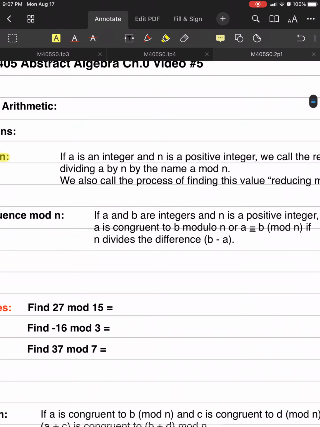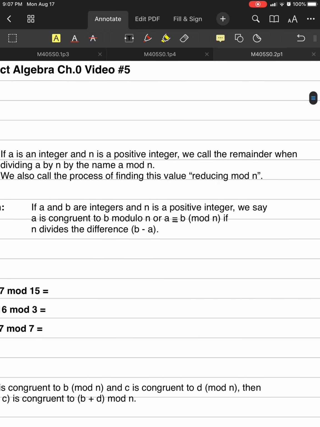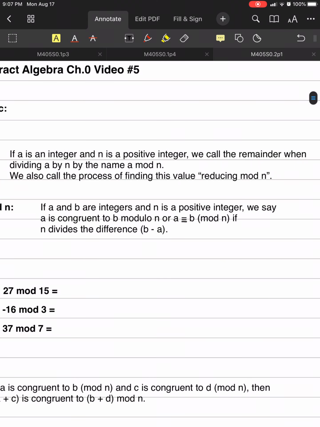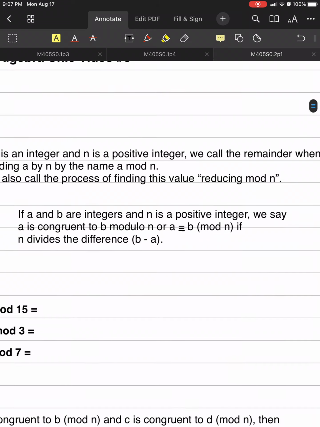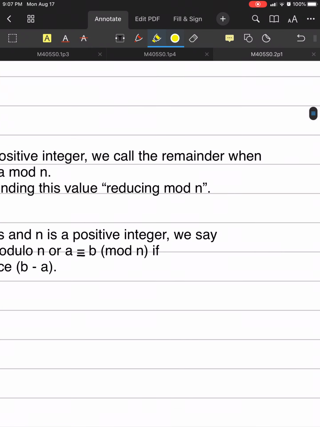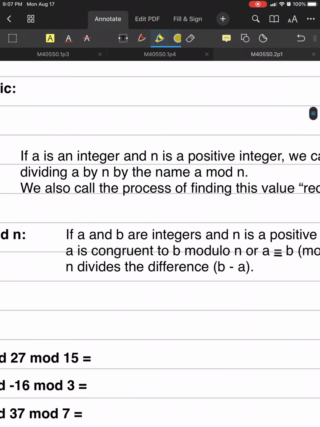Our definition of this is: if A is an integer and n is a positive integer, n can be 1, it can be bigger than 1 as well. It's rarely going to be 1, but as long as it's positive, it'll work. We call the remainder when dividing A by n by the name A mod n.